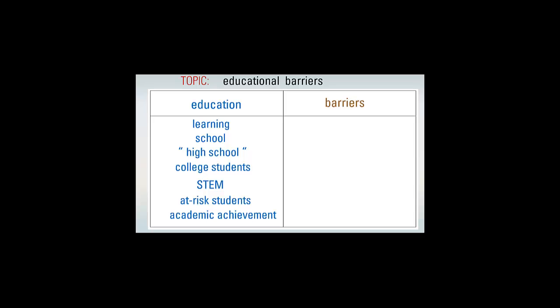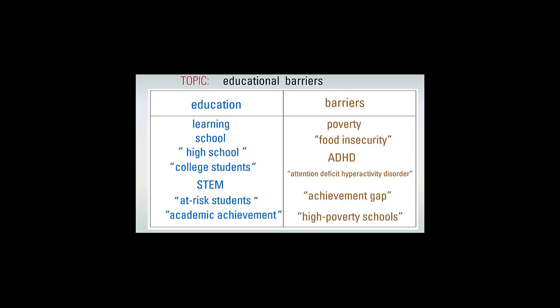In our examples, we should put quotes around the phrases college students, at-risk students, and academic achievement. Now let's think about barriers. What synonyms or related terms come to mind? You might choose a specific barrier, like poverty, or the phrase food insecurity. Maybe you're interested in researching a learning disability like ADHD. When searching, we might try also typing out the abbreviated phrase attention deficit hyperactivity disorder. And again, after you start searching, you may discover other interesting search terms like achievement gap and high poverty schools.